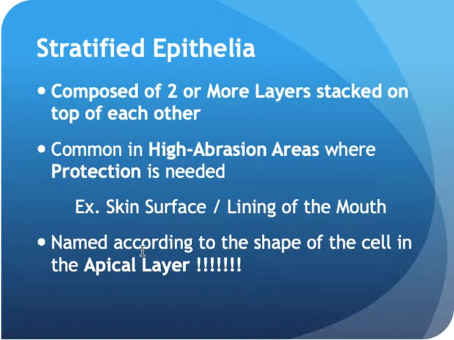So now we get to stratified. Stratified is always composed of two or more layers. They're going to be stacked on top of each other. These ones are going to offer more protection, so they're common in high abrasion areas where protection is needed, like the lining of my mouth and my skin surface. This is the important part too: they're going to be named according to the shape of the cell in that apical layer, or top layer. So I get all these layers stacked on top, and because it has more than one layer, it's going to be stratified. Then I get the other part of the name based on what those cells look like in that top layer.